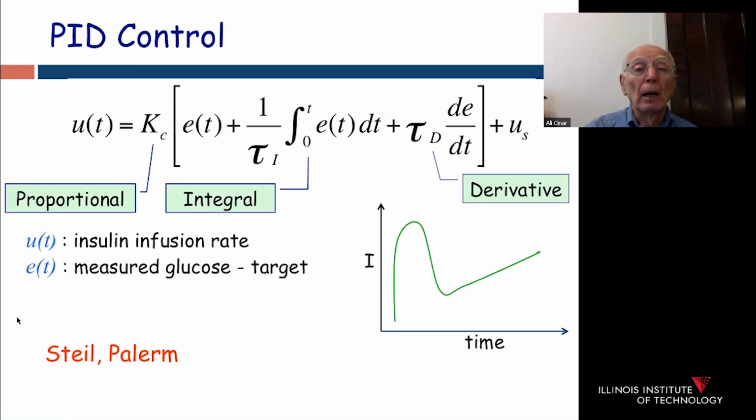For the PID control systems, Gary Steele has been one of the early proponents of this approach, and over the years he was able to add quite a few bells and whistles to this simple PID loop with estimators, with some constraints, and he has systems that are working pretty well to regulate the glucose concentrations of patients.